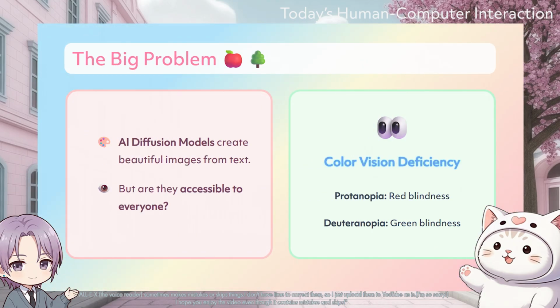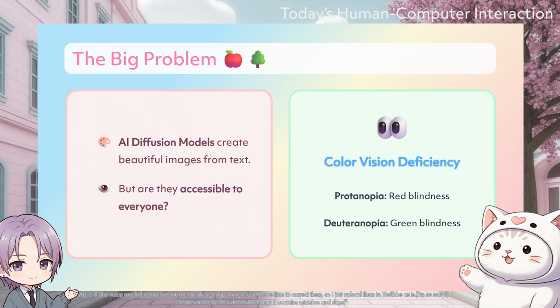Well, let's start by talking about the big problem this paper is trying to solve. Nowadays, we have these amazing artificial intelligence tools called diffusion models. They can create incredibly beautiful and colorful pictures just from a few words of text. You just type in what you want to see and boom, a magical picture appears. But there is a very important question we need to ask ourselves. Are these beautiful pictures easy for everyone to see and understand?